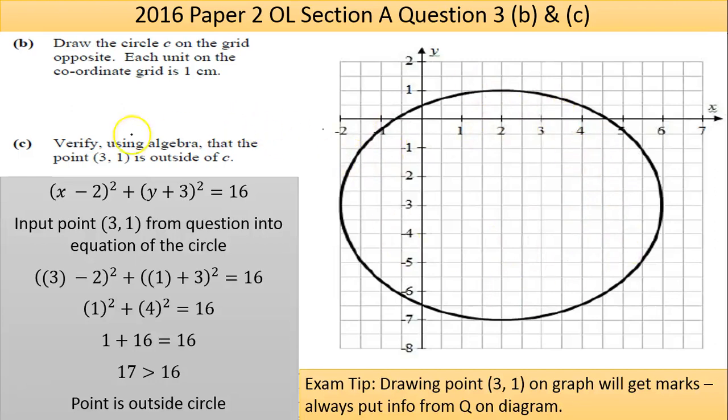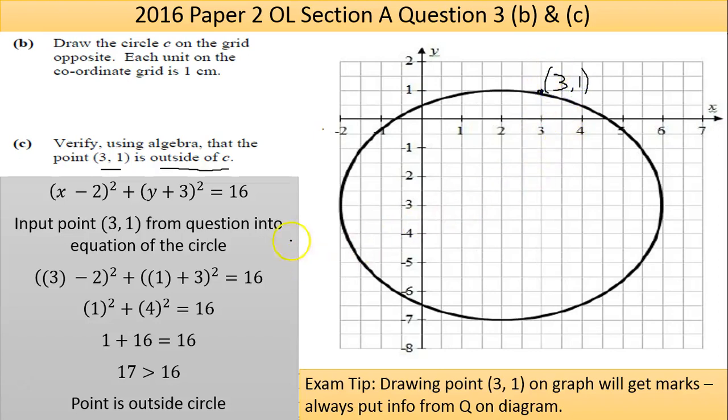Okay. Now, the second part then, part C. Verify using algebra that the point (3, 1) is outside of circle C. Now, there's 3 things they can ask here. Basically, is the point inside the circle, on the circle, or outside the circle? And it's the same thing, just depending on what the answer is. Now, I would suggest you have the point (3, 1), I would suggest you label it. Mark it clearly on the diagram and put the label (3, 1) here. Now, by doing that, you definitely have the attempt.